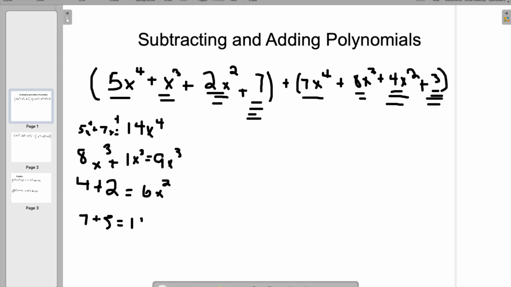So for the final answer, what you want to do is combine all these answers into one function. So it's going to be 14x to the fourth power plus 9x to the third power plus 6x to the second power plus 10. And that is our answer.